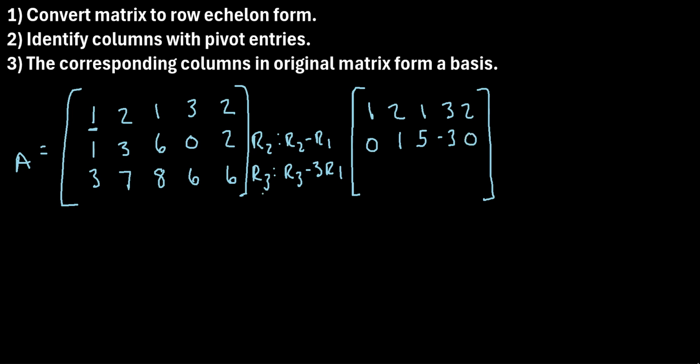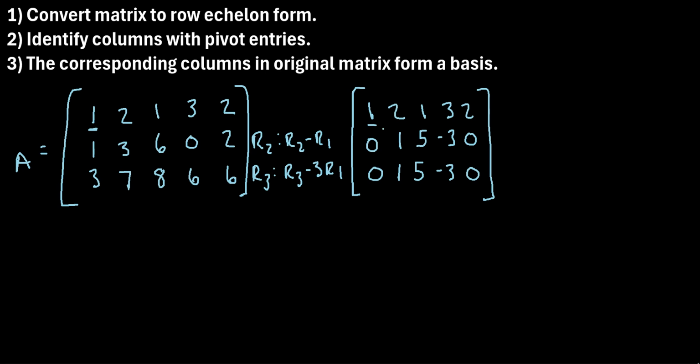And then row 3, we said, is going to become row 3 minus 3 times row 1. So we get 3 minus 3 times 1, that's 0. 7 minus 3 times 2, so 3 times 2 is 6, so 7 minus 6 is 1. 8 minus 3 times 1, that's 8 minus 3, which is 5. 6 minus 3 times 3, so that's 9, so 6 minus 9 is negative 3. And 6 minus 3 times 2, so 6 minus 6 is 0.